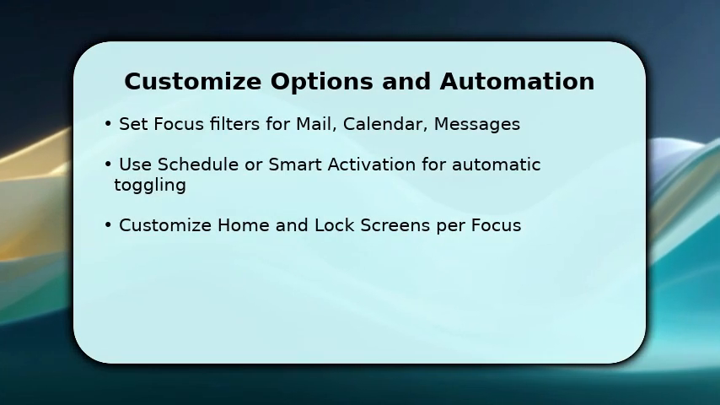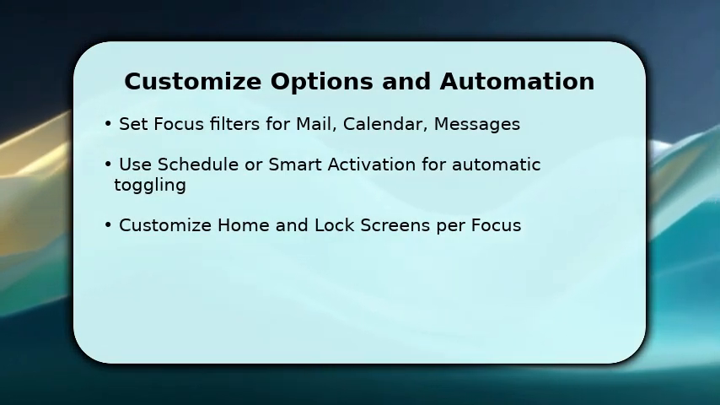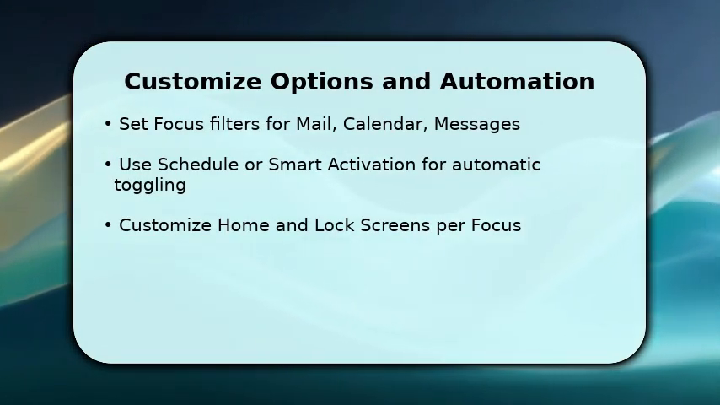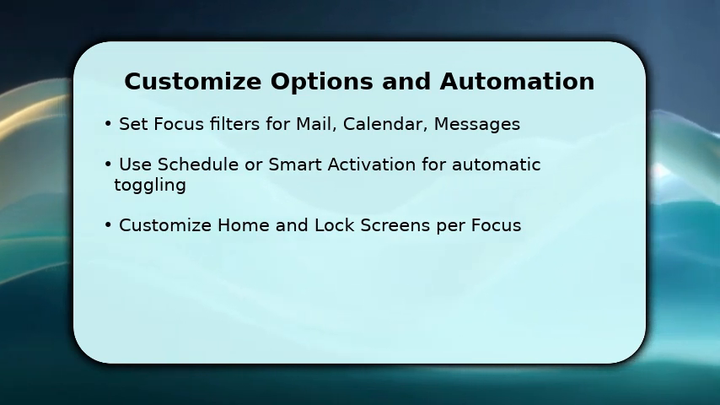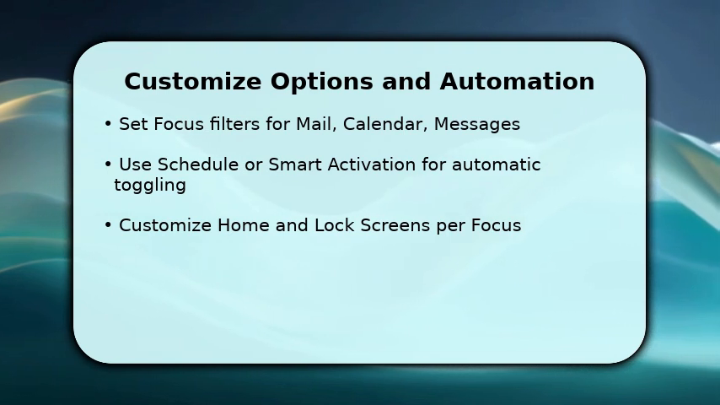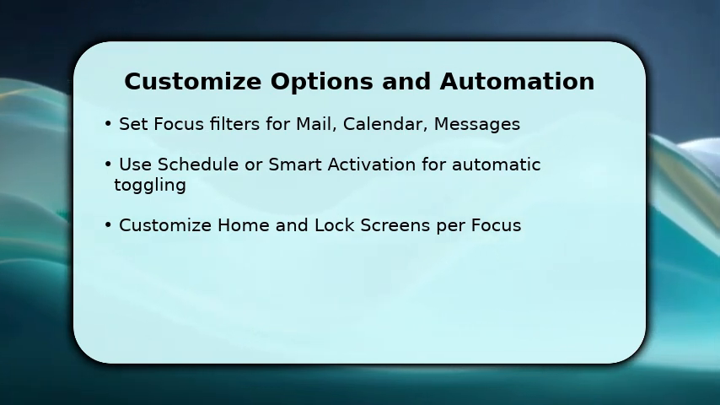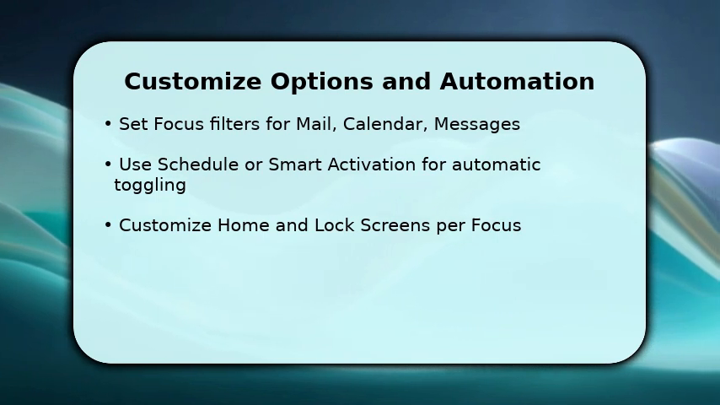You now dig into the detailed controls. Tap Focus Filters to limit mail, calendar, and messages. This reduces noise at the app level. Then set a schedule or enable smart activation so the mode turns on by time, location, or app usage. This saves you manual switching.